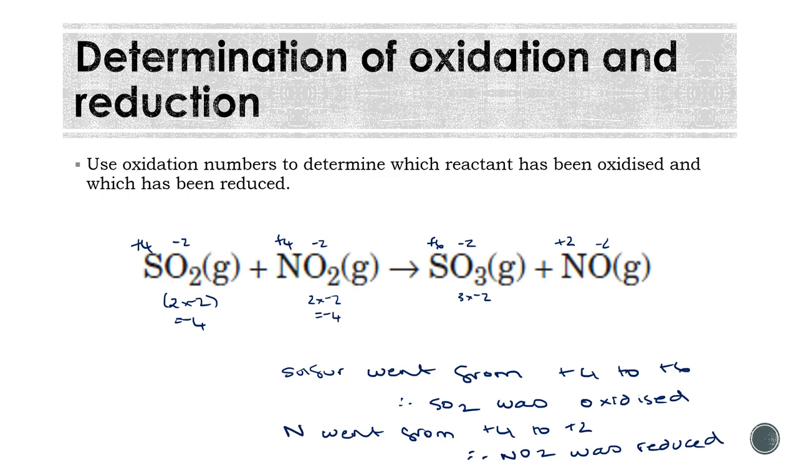Okay, so hopefully you came up with something similar to this, where you were able to work out that the oxidation number of sulfur was +4 in sulfur dioxide and went to +6 in the SO3, whereas nitrogen was +4 in the nitrogen dioxide and went to +2 in the nitrogen. This means because the oxidation number of the sulfur increased from 4 to 6, the SO2 was oxidized, making it the reductant, and then nitrogen went from +4 to +2, so the oxidation number decreased, so nitrogen dioxide, NO2, was reduced, making it the oxidant.